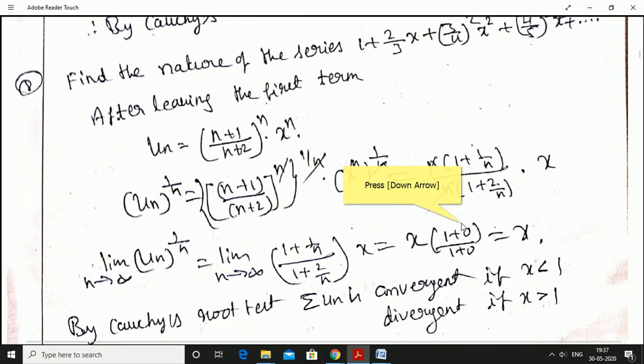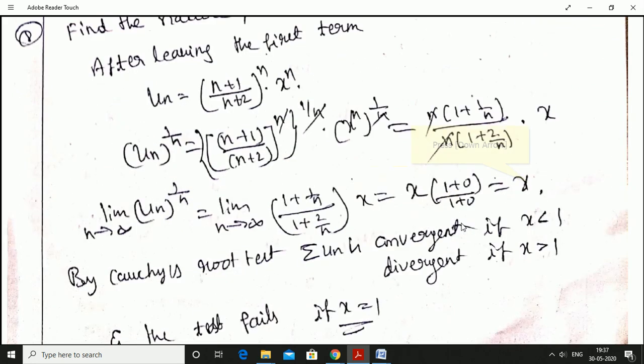Limit as n tends to infinity un to the power of 1 by n is limit as n tends to infinity (1 plus 1 by n) divided by (1 plus 2 by n) into x. If I apply the limit as n tends to infinity, 1 by infinity is 0, and 0 plus 1 is 1. Here also the same thing, 1. 1 by 1 is 1 into x, that is equal to x.